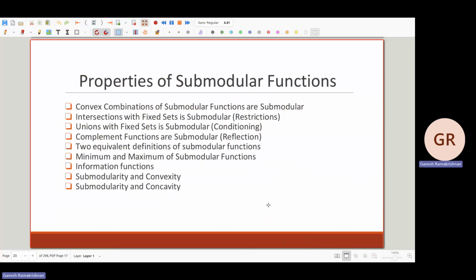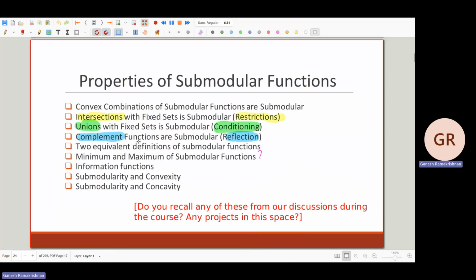So intersections with fixed sets is submodular. If I have a fixed set, think of this as projection, or it's called restriction. That's submodular. Union with fixed sets is submodular. It's called conditioning. Complements are submodular, right? So you can think of how these relate to the calculus with convex functions and so on.